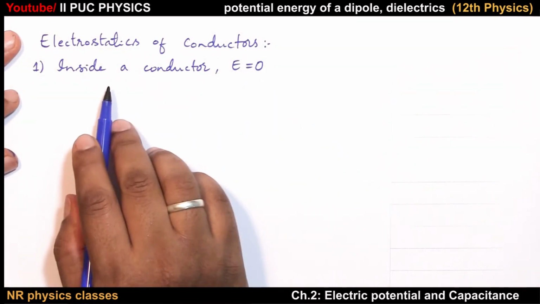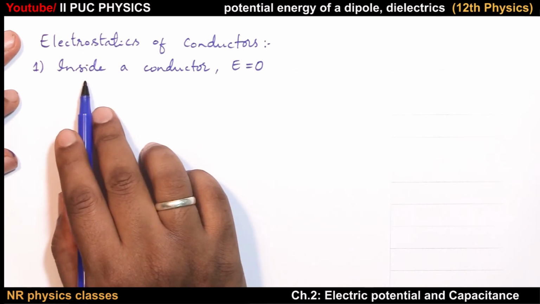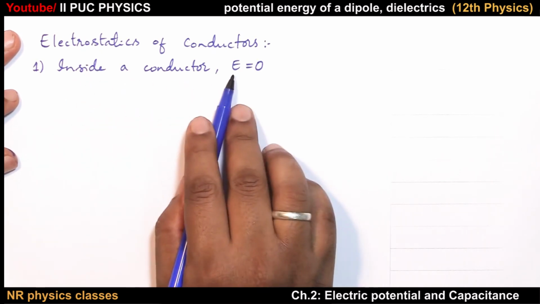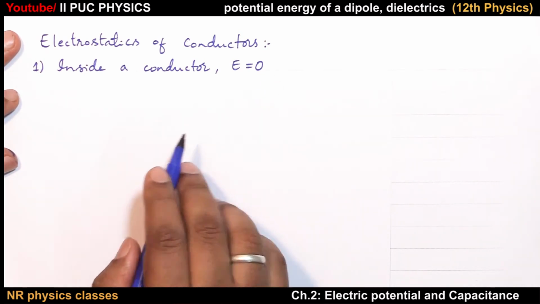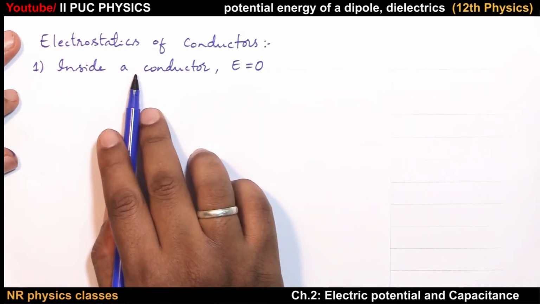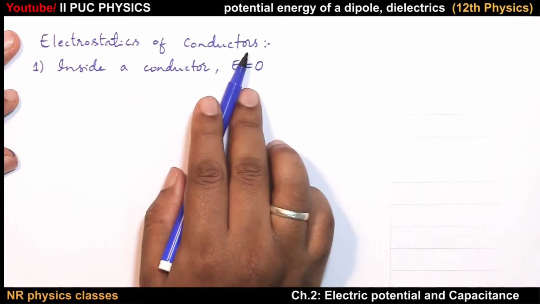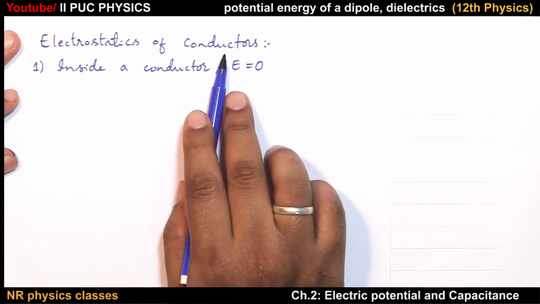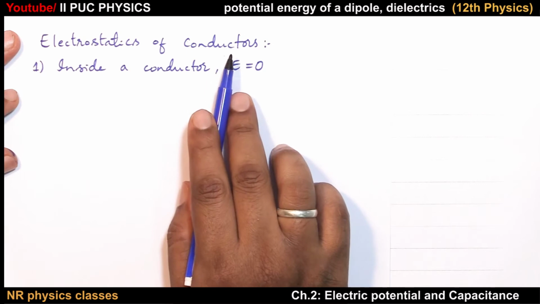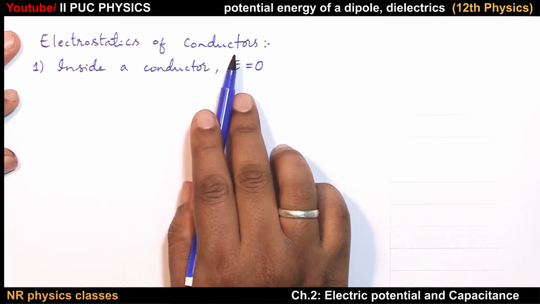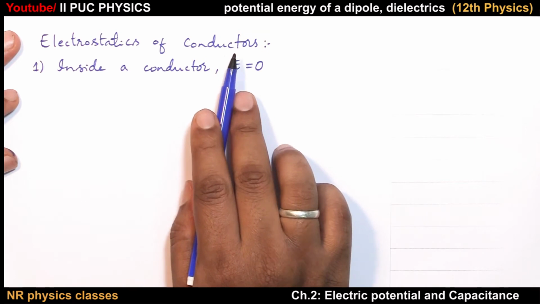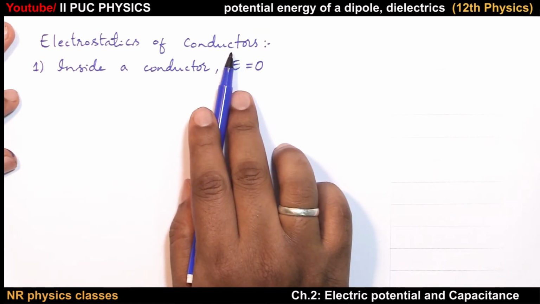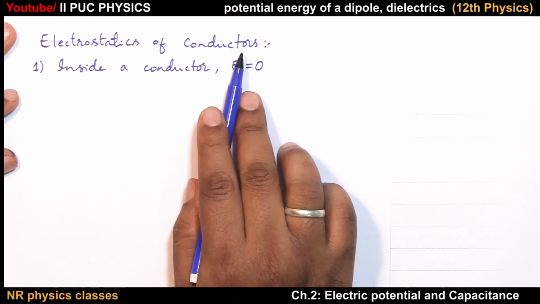Electrostatics of conductors. Inside a conductor, electric field is 0. Students, please note, I will explain all the topics under electrostatics of conductors. Make sure that you go through the NCERT textbook. Okay. If the hard copy is not there, then please download the PDF. Then go through this topic, electrostatics of conductors.